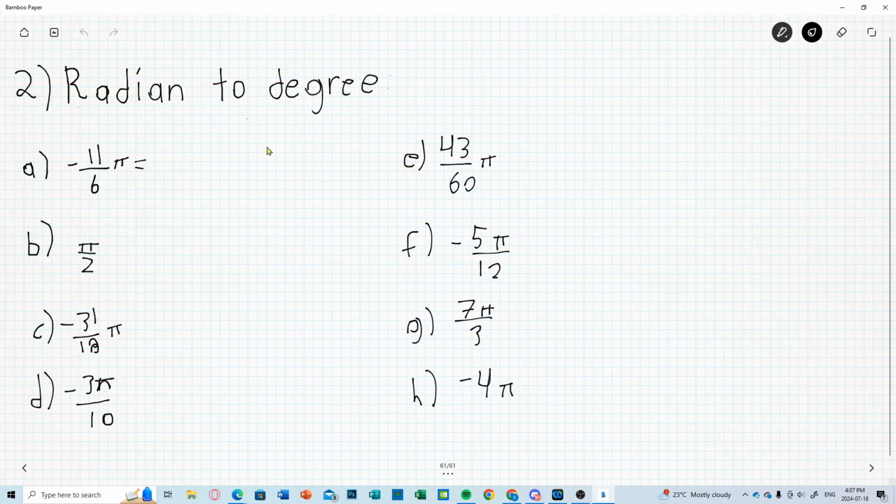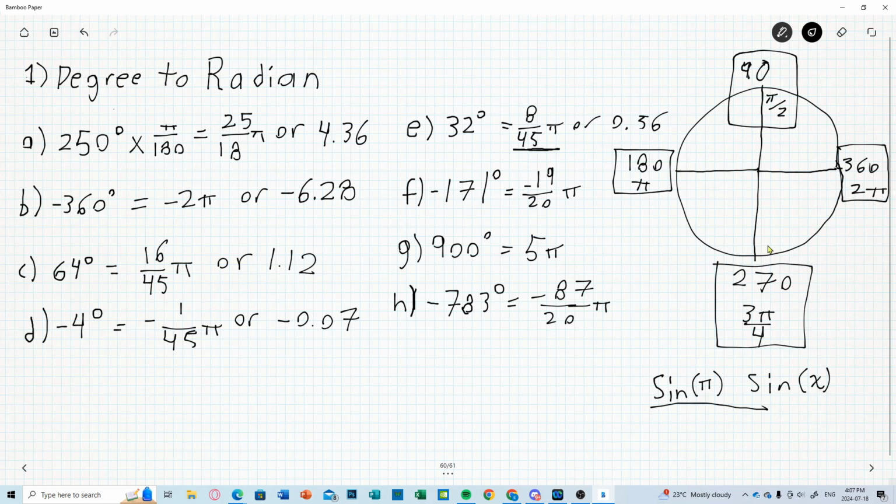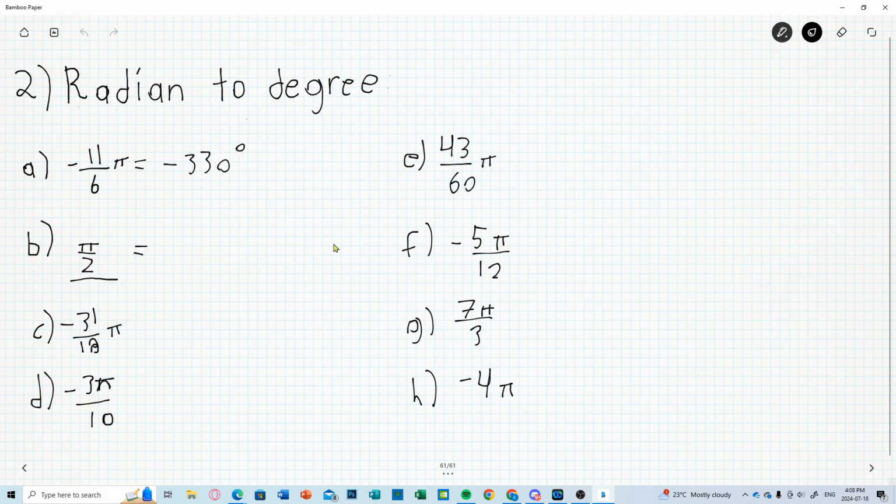So to start, we're going to have negative 11 divided by 6 pi multiplied by 180 divided by pi, which will give us negative 330 degrees. We know that pi over 2 is going to be a special one, because if you remember from before, pi over 2 is just 90 degrees. So if I had to say there were 4 degrees and radians to remember for sure, it's going to be these 4 right here. If you remember these 4, when you do trigonometry, this will speed it up a lot for you. So we know that this is going to be 90 degrees.